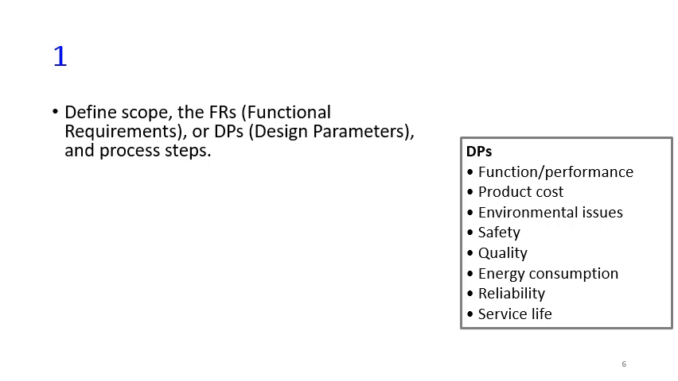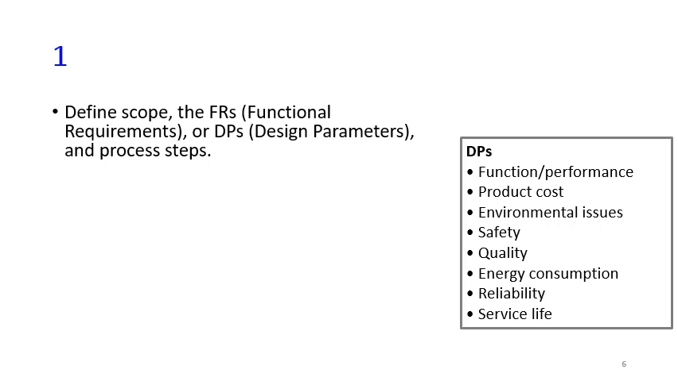So in the first column, we need to define the scope of our problem, the functional requirements of the product or the design parameters, and the process steps. Functional requirements are all the functions that are expected from the product. In other words, what should a product be able to do? So these are all the functions that are required from a product.